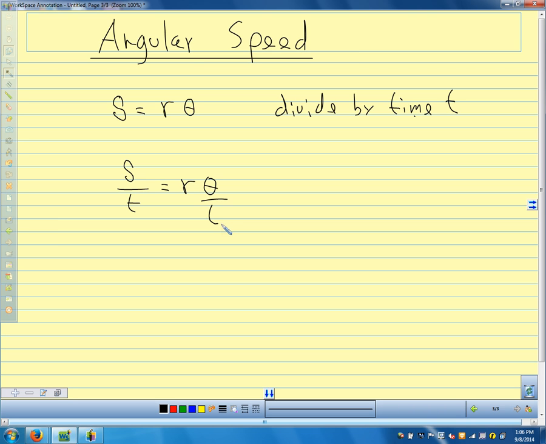What is distance divided by time? What is it? Someone said it? Speed. Distance divided by time is speed, or sometimes we call it rate. We call this the linear speed. And this theta divided by time is angular speed.